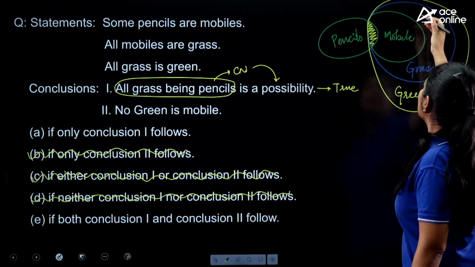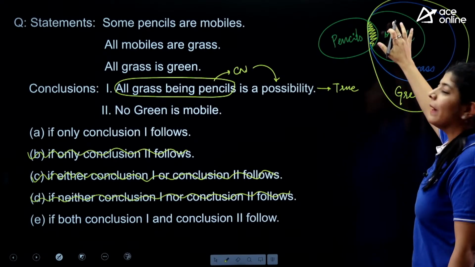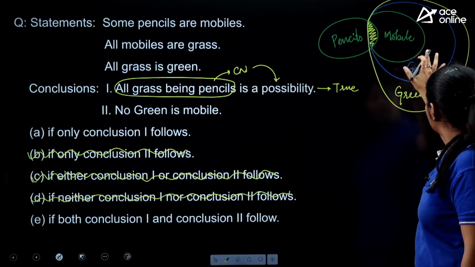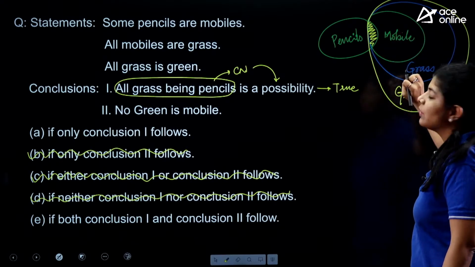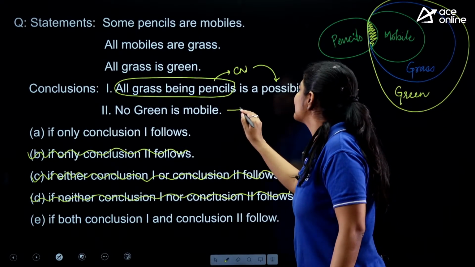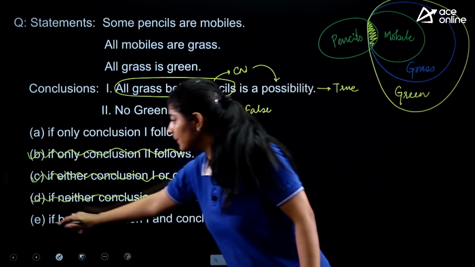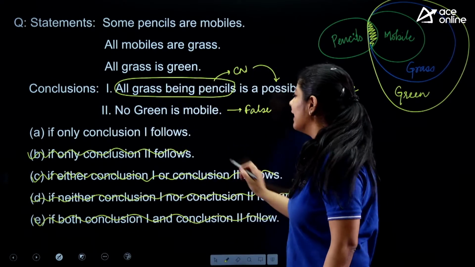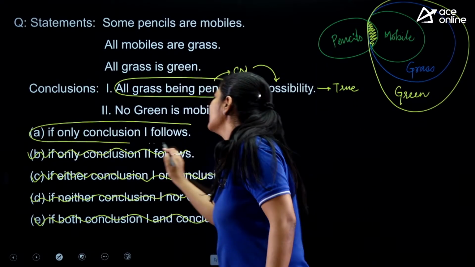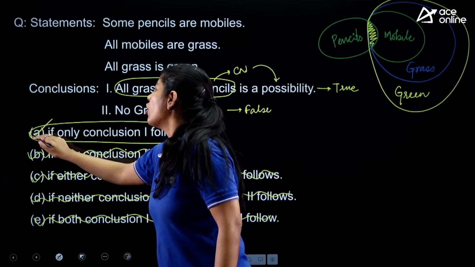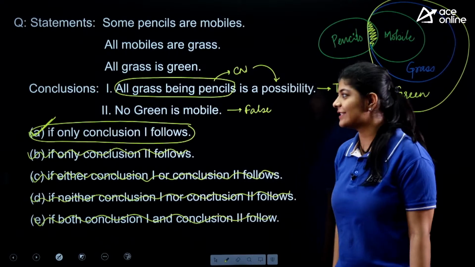No green is mobile. Here we can see that the whole part of mobile belongs to grass and the whole part of grass belongs to green. That means this one is false. If this one is false, option number E is also eliminated and we will go with our option number A. This one is a very easy one.